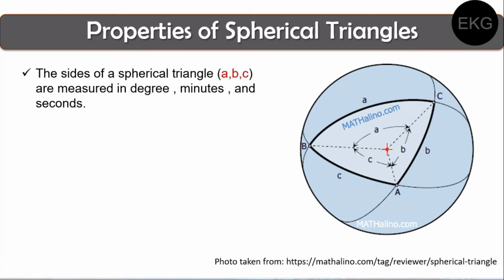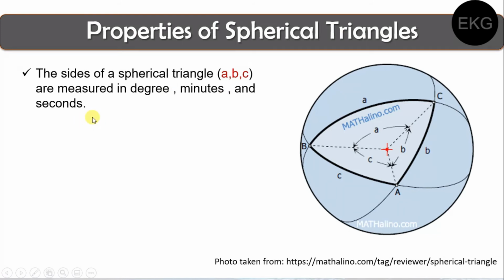In the illustrations that we presented kanina, we learned that latitudes and longitudes are related to spherical triangles. And kung ating babalikan, itong latitudes and longitudes are actually measured in degrees. So marapat lang na itong mga sides na to, A, B, at saka C, is actually in the unit of degrees, minutes, and seconds.